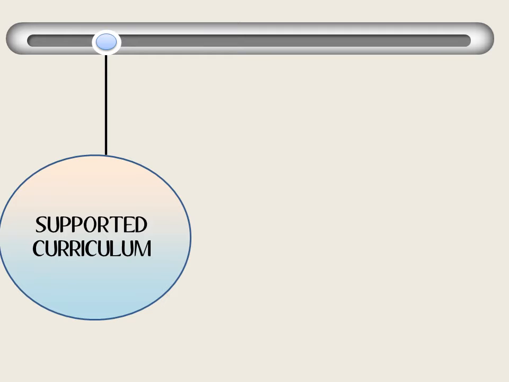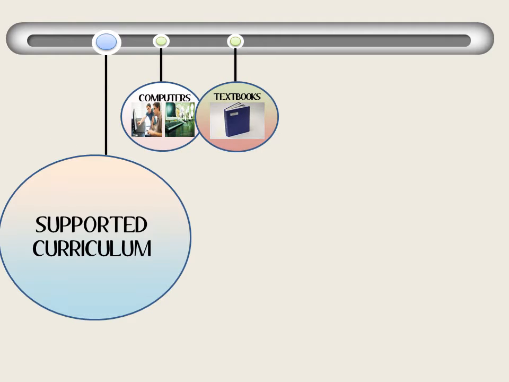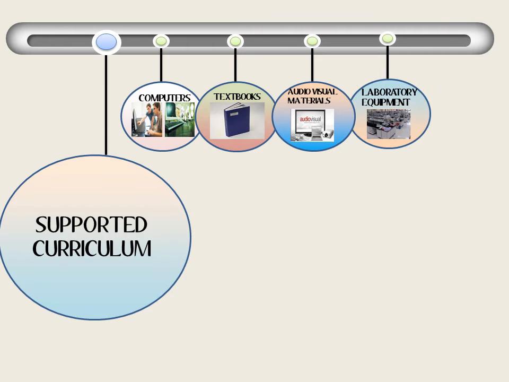Good morning. This time I will be going to discuss with you one type of curriculum development with 5 examples of it. And this is the supported curriculum with the examples: the computers, the textbooks, the audiovisual materials, the laboratory equipment, the grounds or the school grounds.